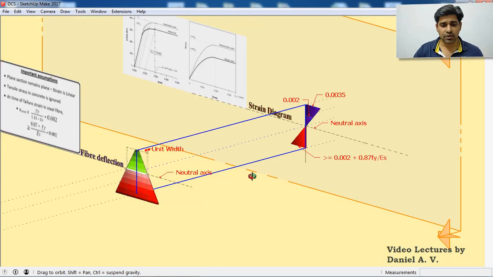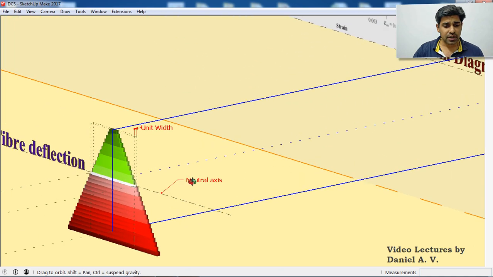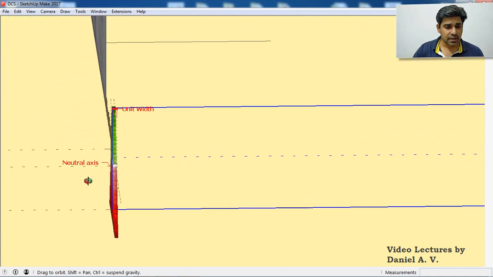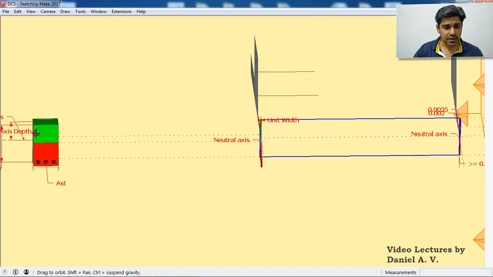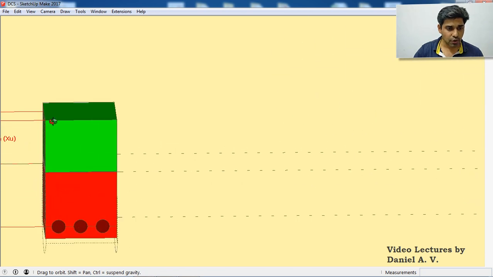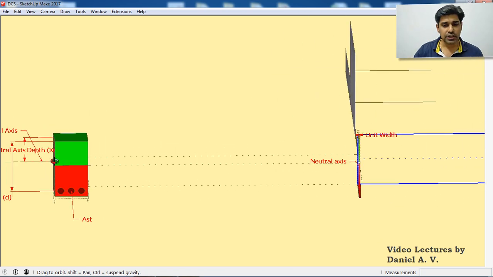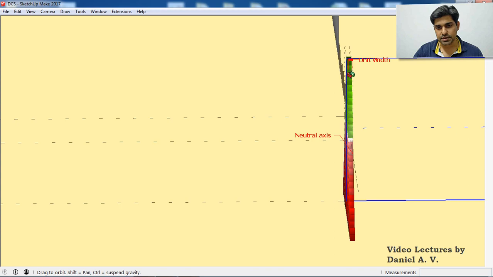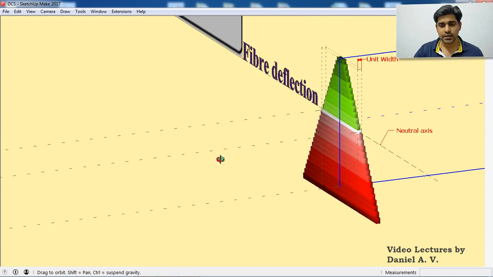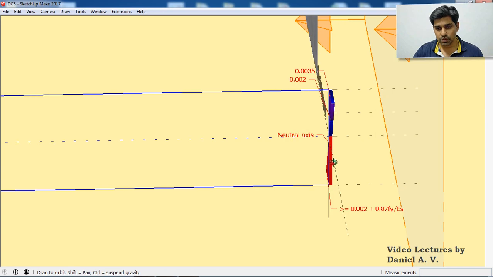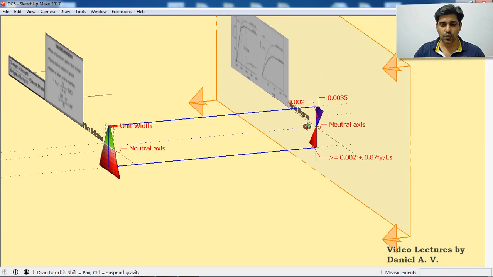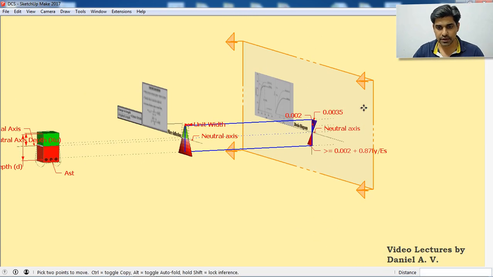And one more thing I want to tell you, we are doing all this calculation considering a unit width. We are considering a layer. This whole cross section has a width of B, and I'm considering a small layer which has a unit width for the rest of the calculation. So unit width is given here. So our strain block is also having the same unit width. So with this we are moving further ahead.